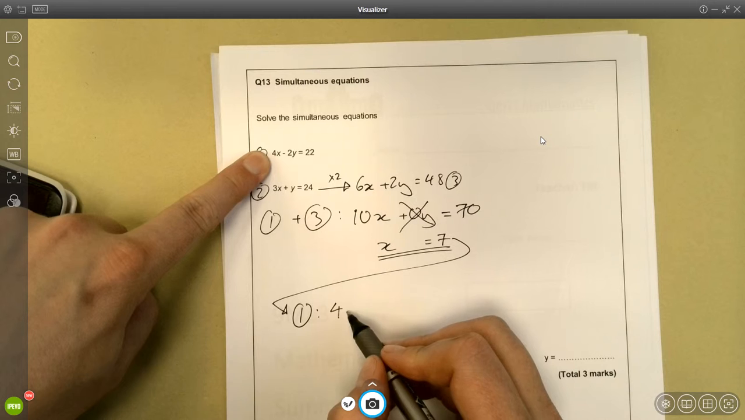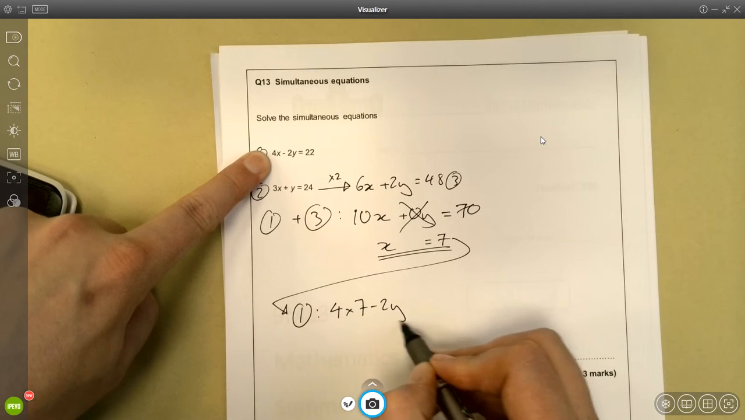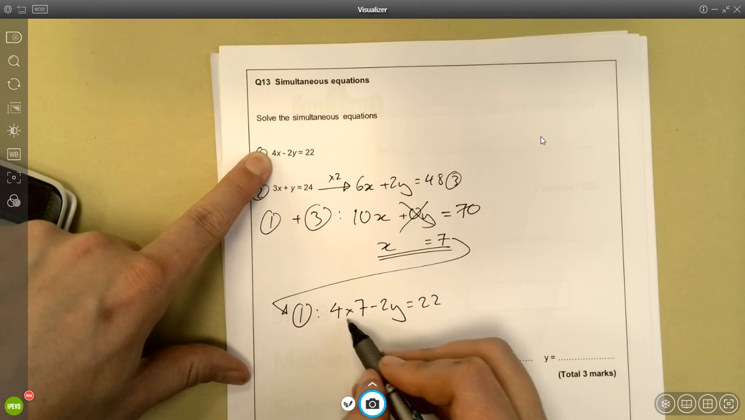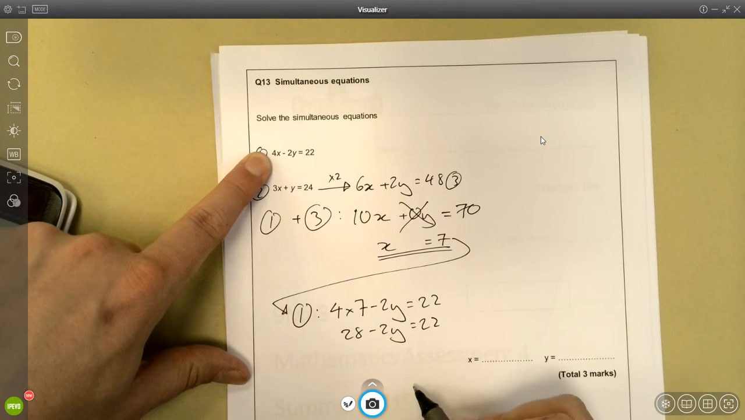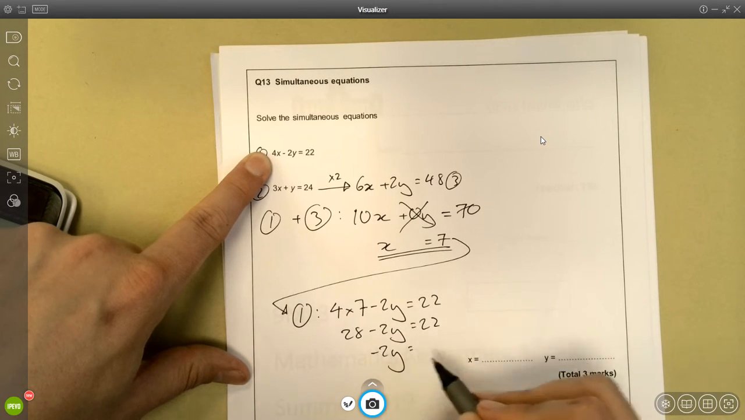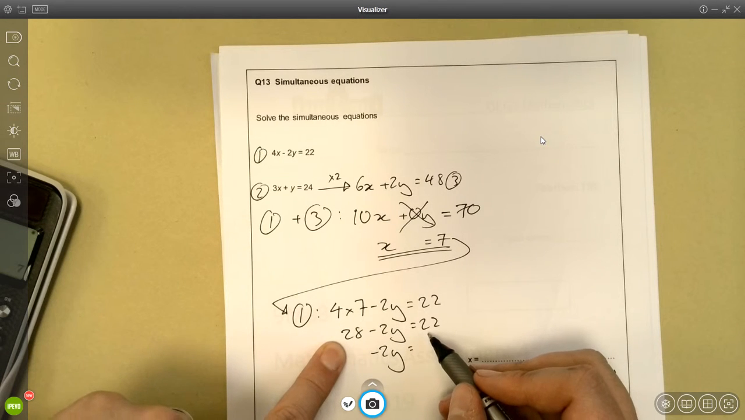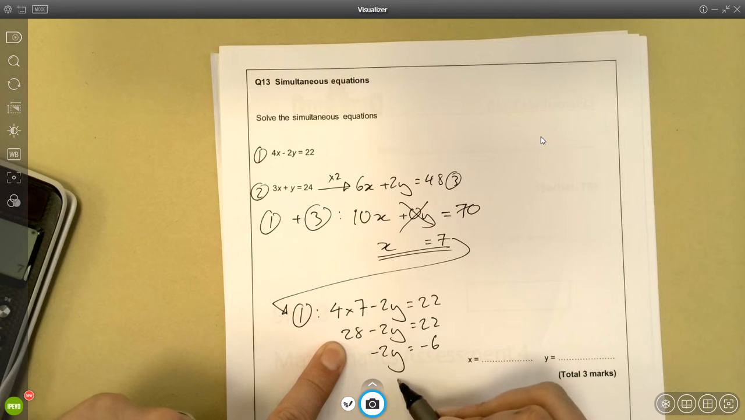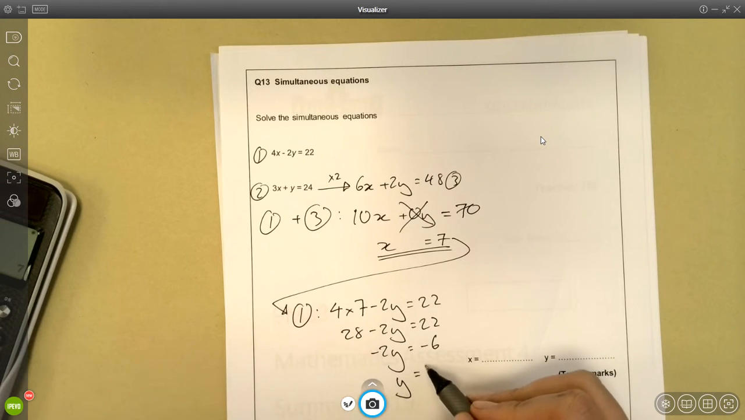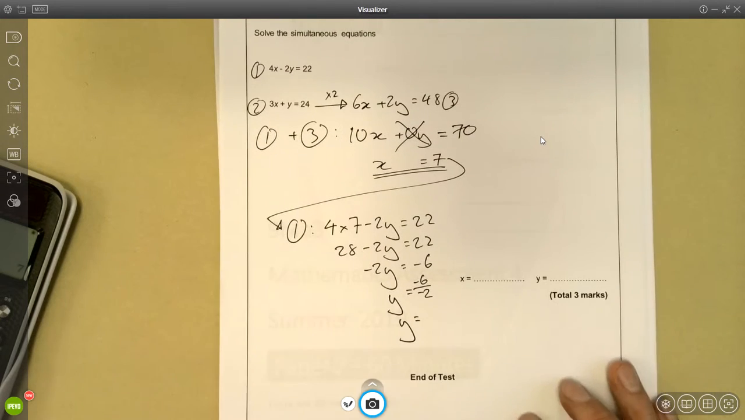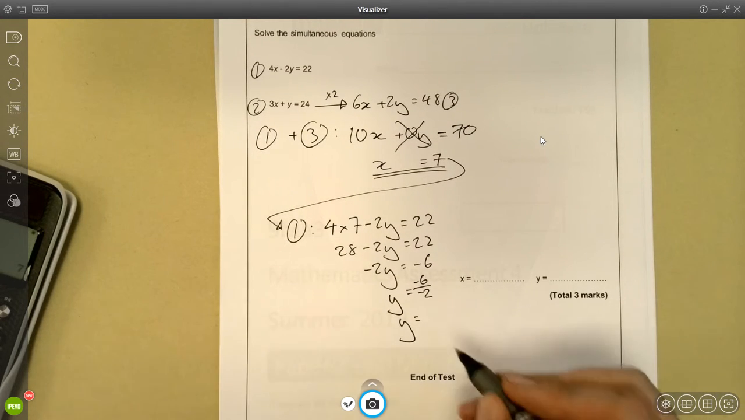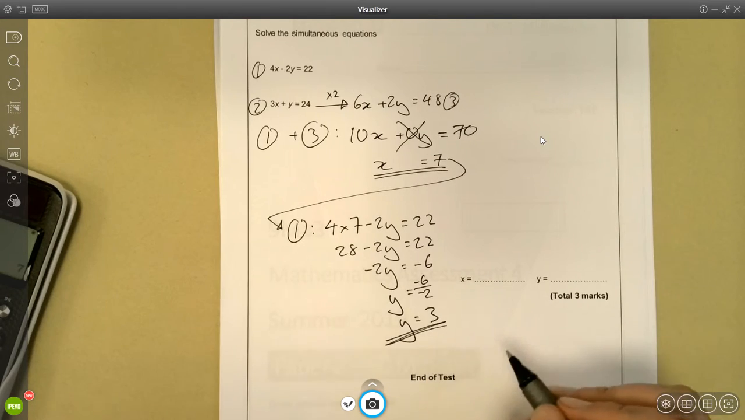So if we substituted it into, say, equation 1, we know that 4x, or 4 times 7, take away 2y, is 22. Well, that is 28 minus 2y is 22. Minus 2y must be, subtract 28 from both sides. All right, that's going to give you minus 6. So y must be negative 6 divided by negative 2, which gives us a positive 3. So there are two answers.